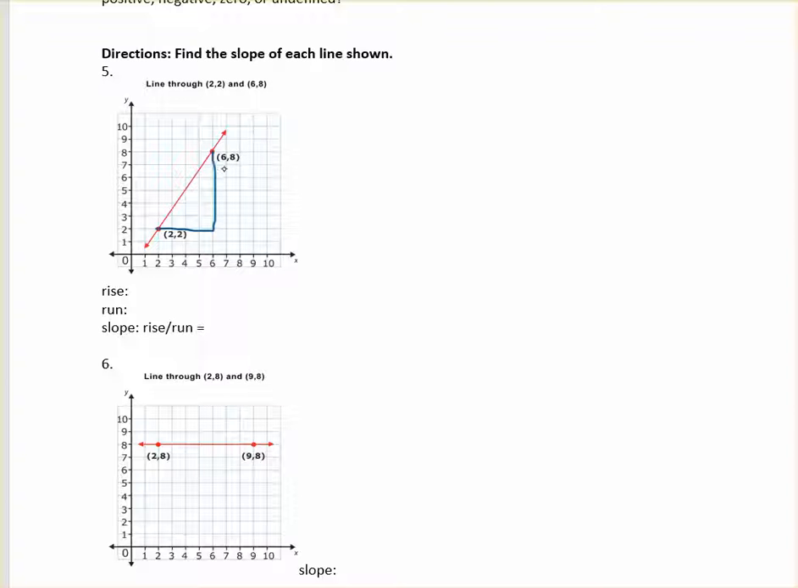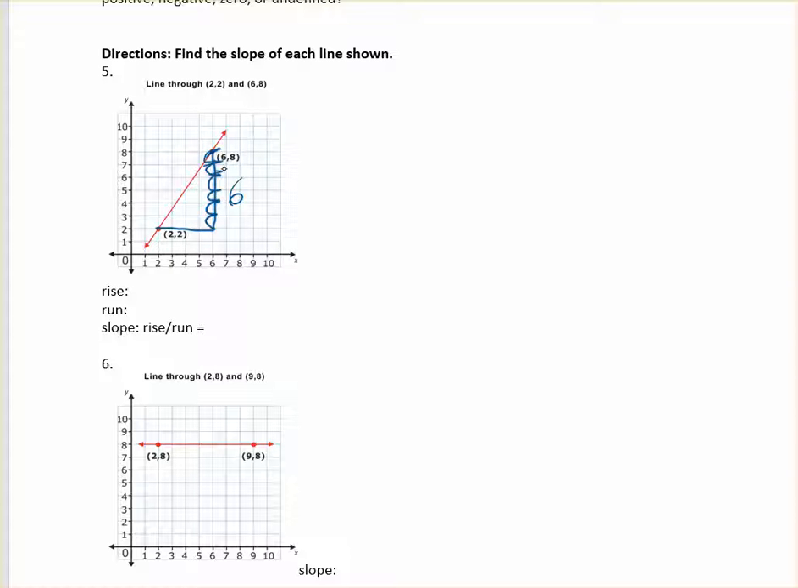So when you start counting the rise, I always make little bumps. You don't want to start counting here and say 1, 2. We're not counting the lines. We're counting the spaces between the lines. So 1, 2, 3, 4, 5, 6. So my rise is 6.